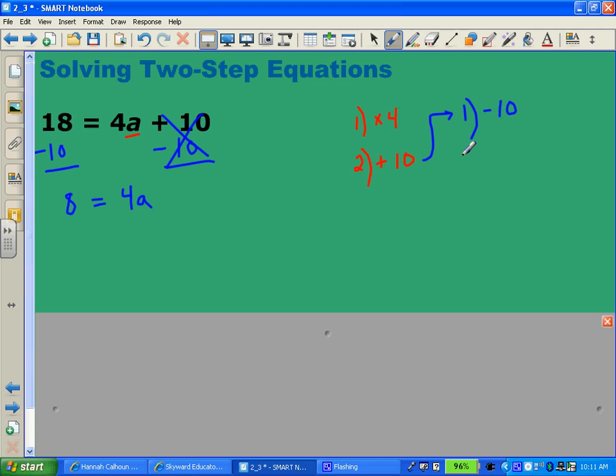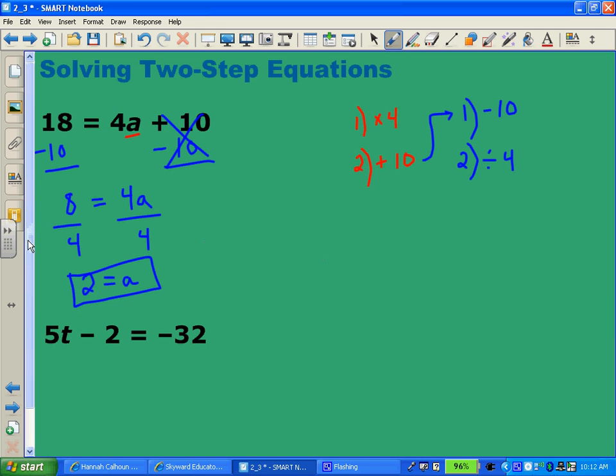Then the next thing I have to undo is times 4. Now we learned in section 2 that the opposite of times 4 is divide by 4. So that's going to be my next step. Divide by 4, divide by 4, and I figure out that A is 2. Okay? So two-step equations, as you can see, we minus 10 and then we divide it. There's our two steps. Let's look at another one.